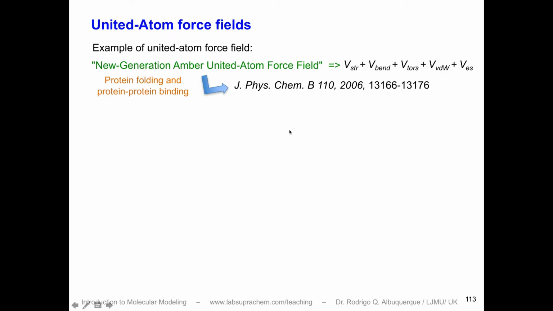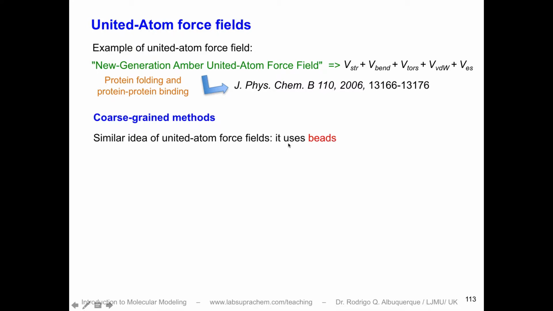For example, there is one united atom force field shown here. It's called the New Generation Amber United Atom Force Field. It has stretching terms, bond bending, torsion, van der Waals, and electrostatic interaction terms. It can be used to describe protein folding and protein-protein binding. There are many other united atom force fields available.